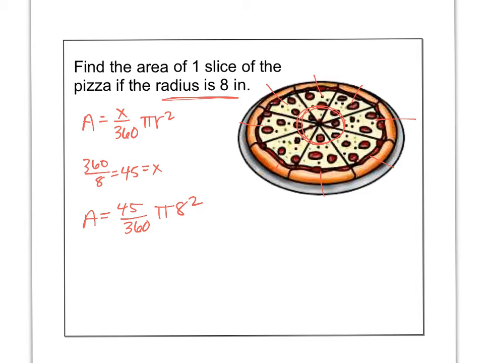Type it in your calculator. You're likely going to need parentheses around the 45 divided by 360, and then it's pi, and then it's 8 squared. And I got approximately 25.13, and it would be inches squared for the area of one slice of the pizza.